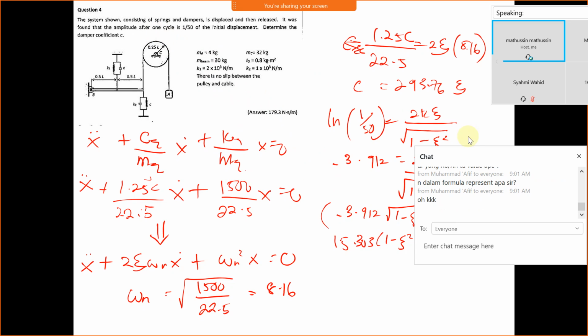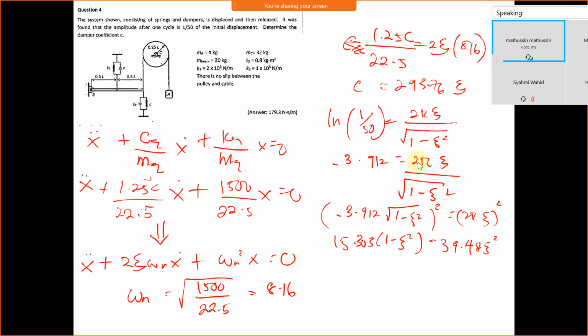Alright, one cycle N equals to 1. So just put as 1 lah dekat sini sebab tu saya tak buat 1. So for one cycle maksudnya N equals to 1. So then lepas tu kita akan dapatlah zeta dia. So zeta lebih kurang sama dengan 0.5285. Okay, so once kita dapat zeta dan masukkan dalam equation, kita akan dapat C lah.